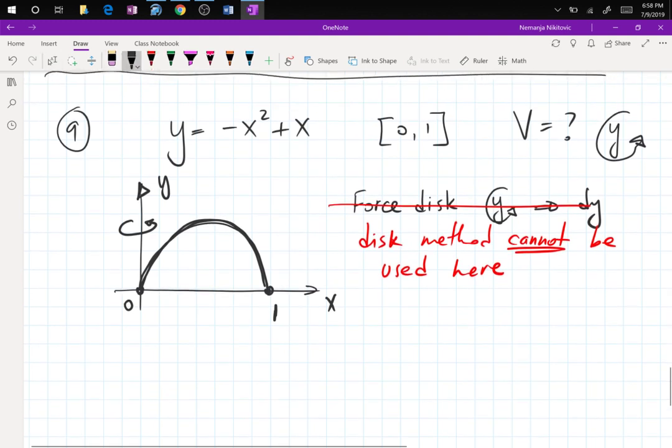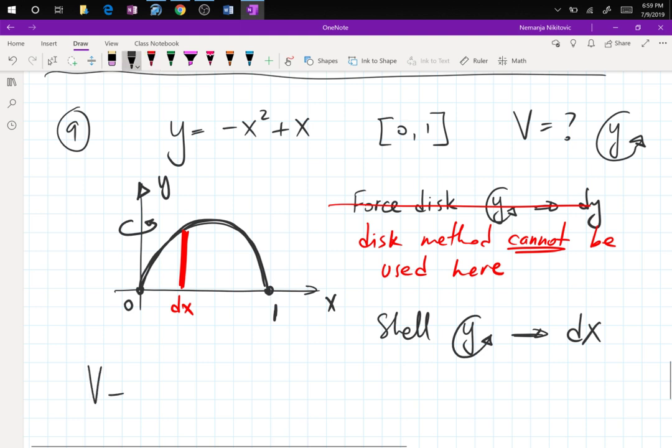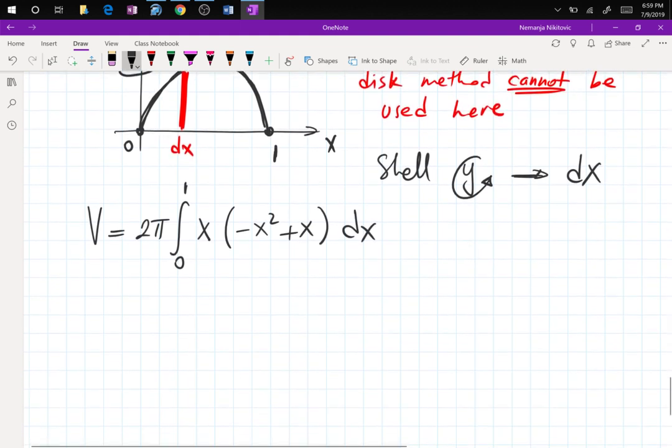But what you know for the shell and the y rotation is that it will give you dx because you memorize the formula. So here's my dx representative rectangle, and it's great. Bottom always rides the x-axis, top always rides the polynomial, therefore we are able to set it up. So volume is 2 pi integral 0 to 1, because it's a dx integral. Position is x. The function is good old negative x squared plus x, and then you have your dx.